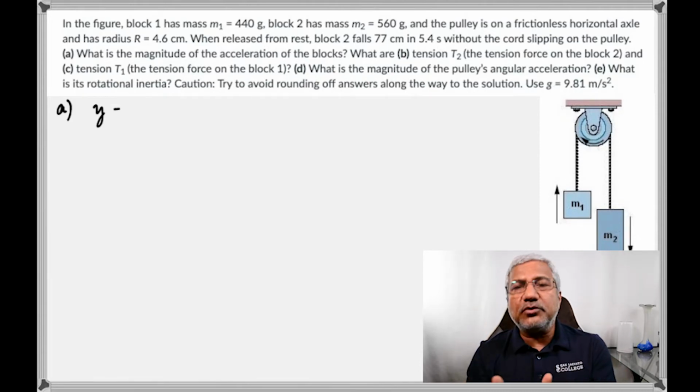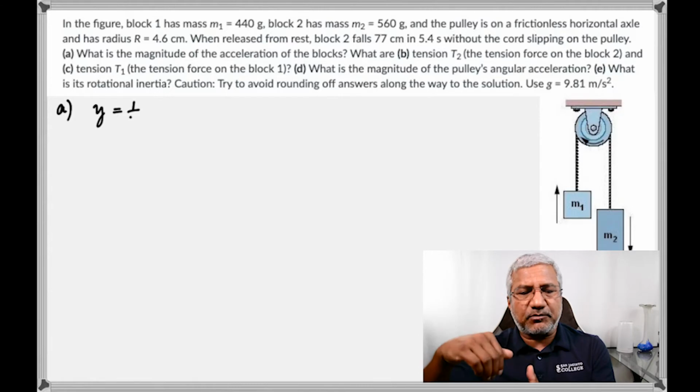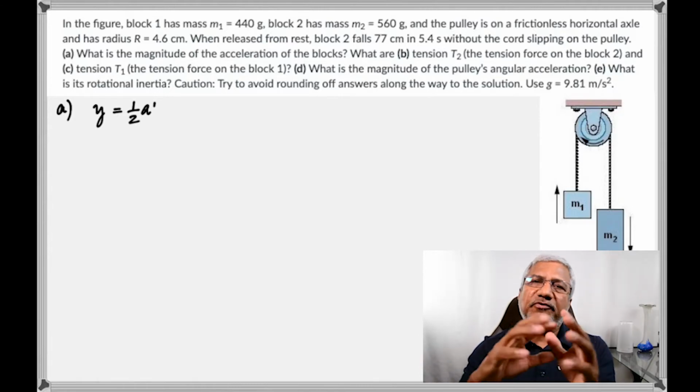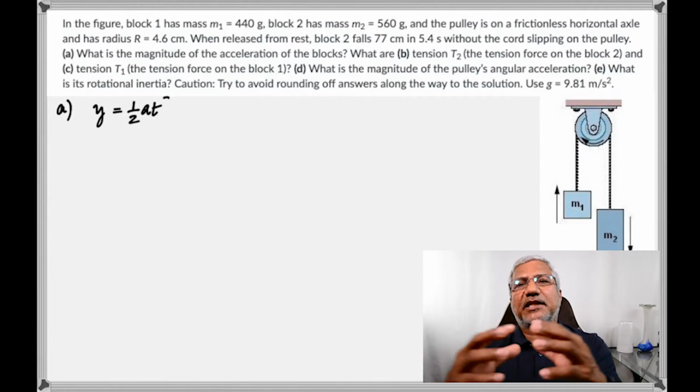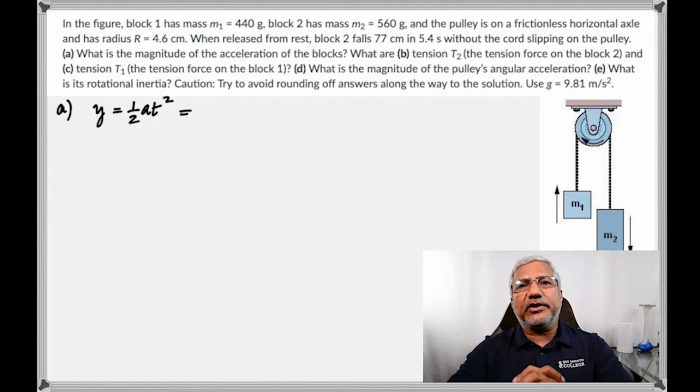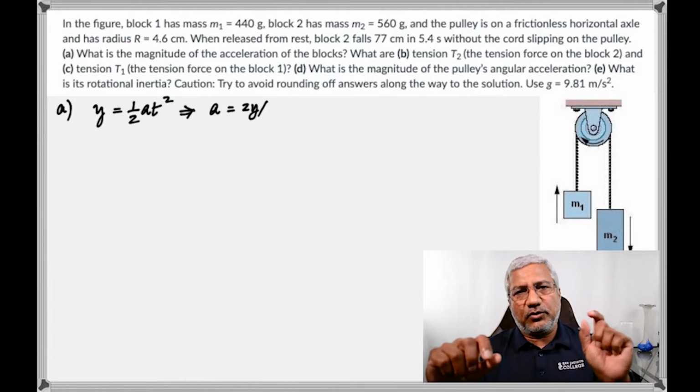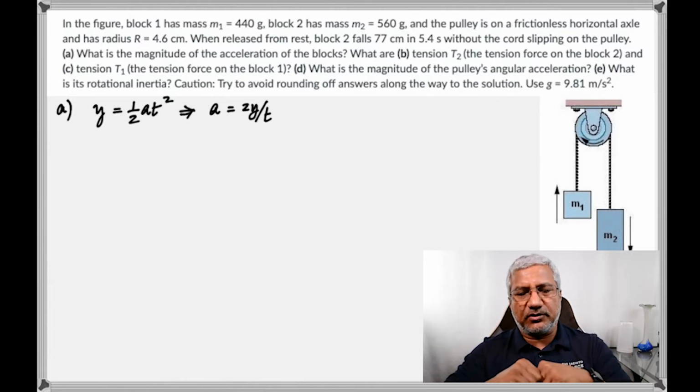But since block 2 is moving down, its weight must be bigger. Now, before we get to that, let's use the kinematic equation: y is equal to v naught t plus 1/2 a t squared. And the first part is 0 because v naught, the initial velocity, is 0.